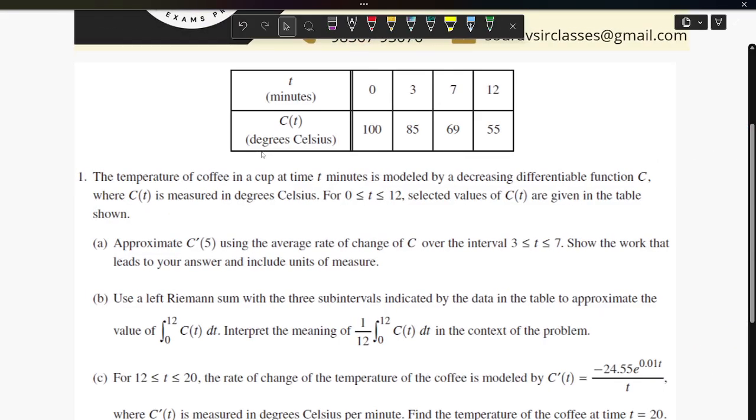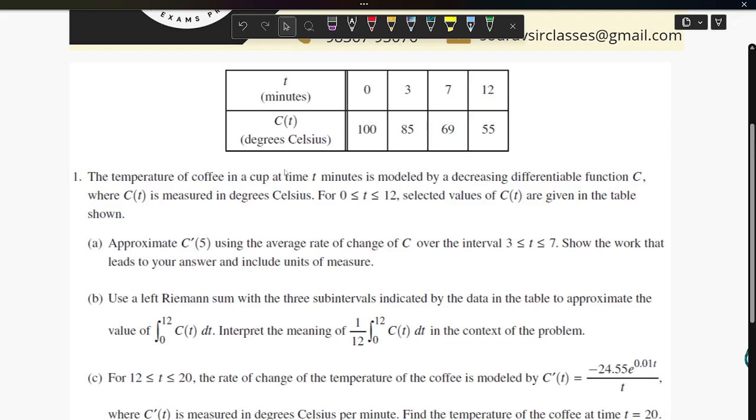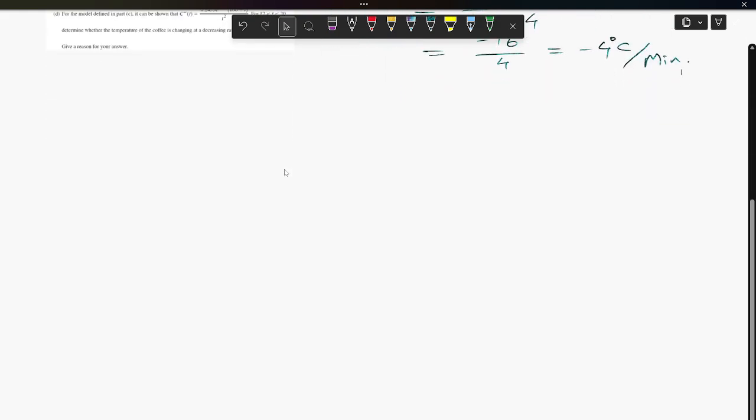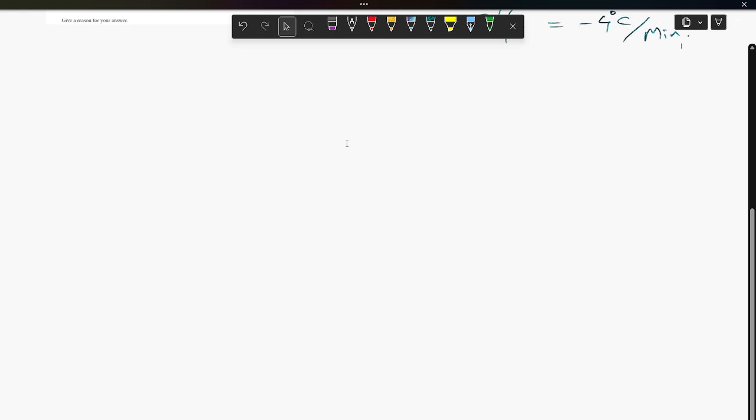Use a left Riemann sum with the three subintervals indicated by the data in the table to approximate the value of the integral from 0 to 12 of C(T) dT. Then interpret the meaning of 1 by 12 times the integral from 0 to 12 of C(T) dT in the context of the problem. Let us see what we can do. We are going to approximate the integral from 0 to 12 of C(T) dT using a left Riemann sum.